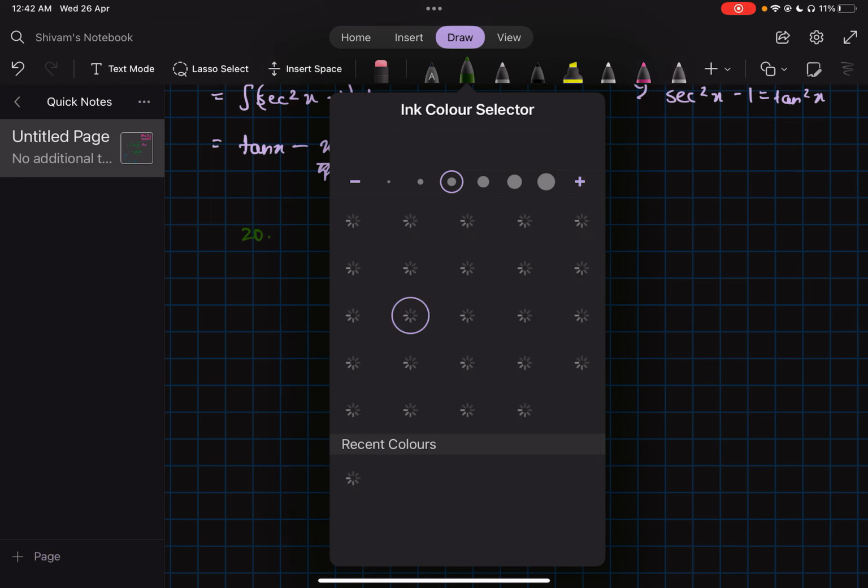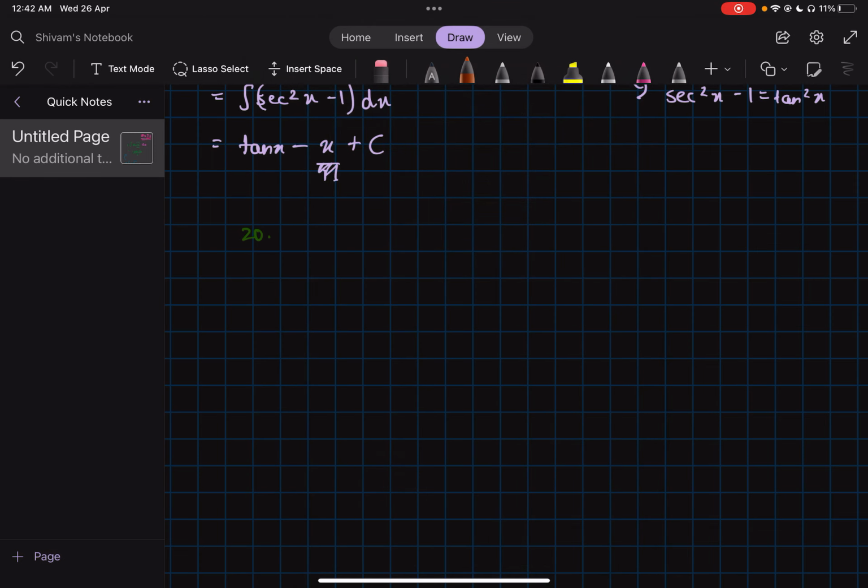This color is not nice. Right. So I'm going to do the 20th question, which reads 2 minus 3 sine x over cosine square x dx.